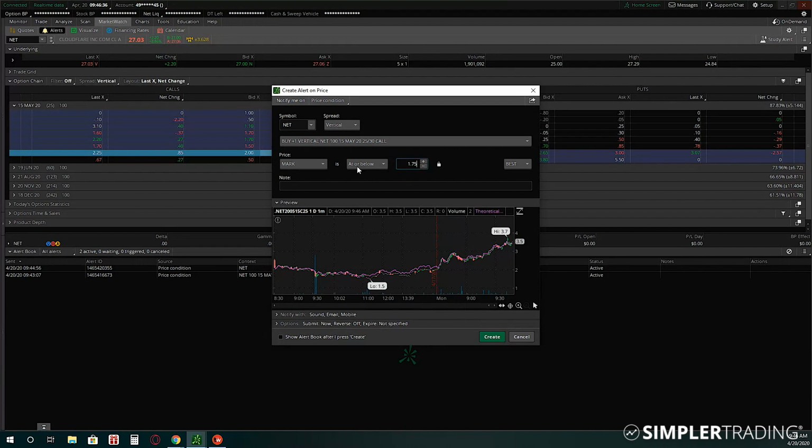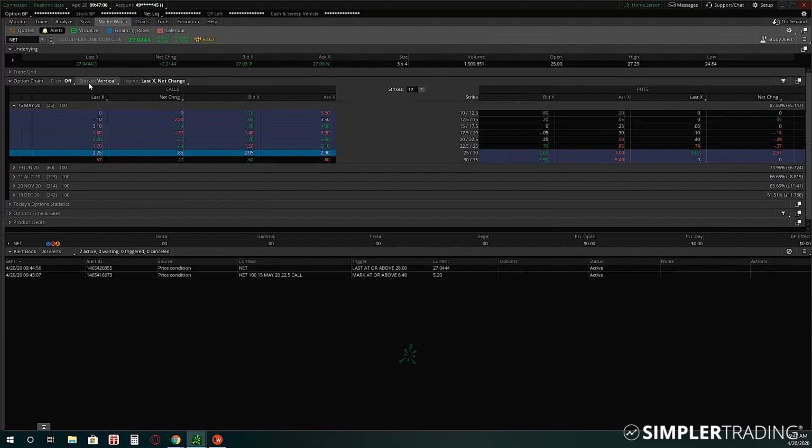So then I can set it to at or below $1.75. If it's always trading above it, this alert's not going to be triggered. But if it starts to move below $1.75 on the mark, or if it goes right to that level, it's going to trigger this alert and let me know, hey, take a look at your charts, take a look at the trade, and see if it's something you don't want to close out of, right? And I'd click create, but I'm not in this spread, so I'm not going to add that to my account. But I'll do it for the individual.